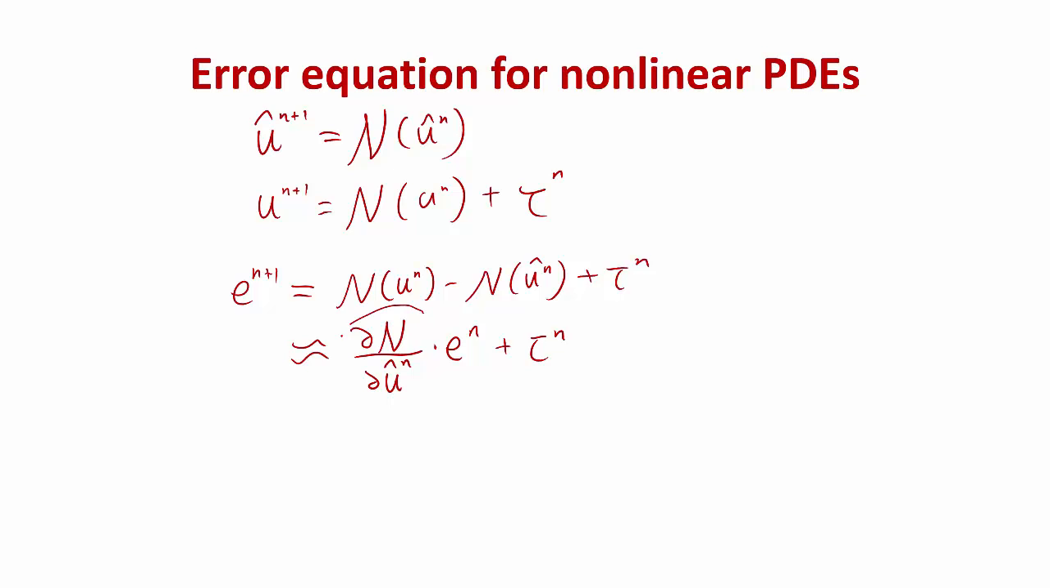And now we want this derivative, the Jacobian of our numerical approximation, to have eigenvalues in the unit circle. All right, so that's basically how we apply the same analysis to nonlinear equations. Any questions? Yes?